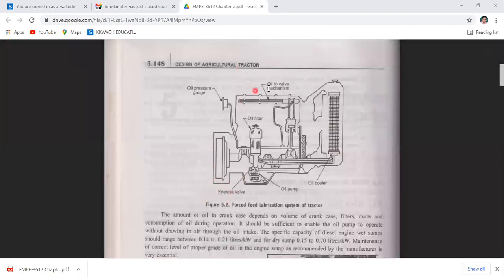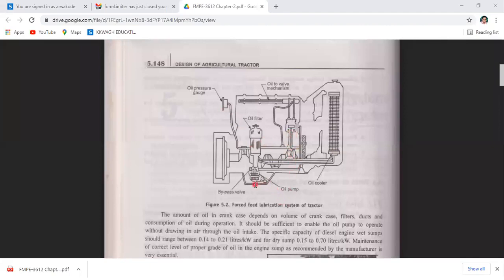So this is the engine assembly. This is a bypass valve. This is the oil sump. This is a strainer. This is an oil cooler, a recent technology. This is the oil cooler also, which is like the radiator of the water cooling system. And these are the sump galleries. This is the upper portion. This is the oil pressure gauge, which measures the pressure of the oil. These are the galleries inside the crankshaft.